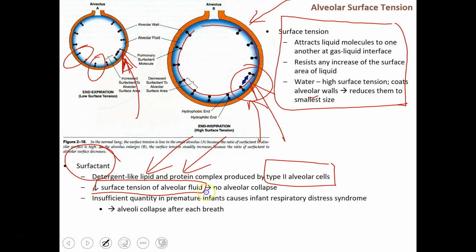For instance, in premature infants, when they do not produce a sufficient amount of surfactant, what can happen after a breath, alveoli can collapse. And to inflate them, babies have to apply much greater effort because now surface tension is not reduced and works essentially against the inspiratory effort.